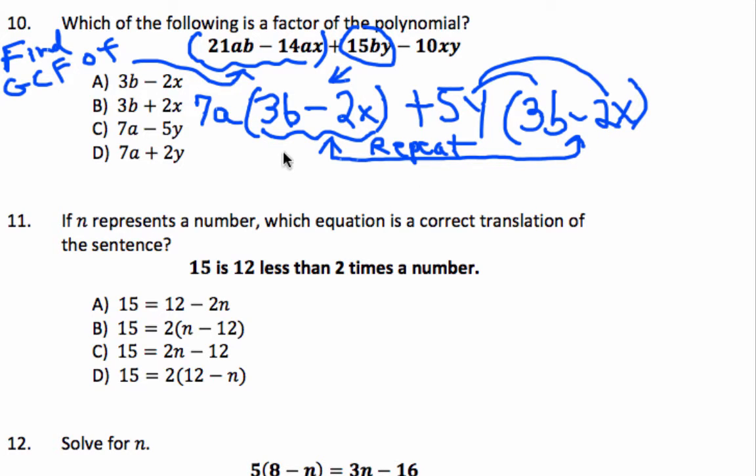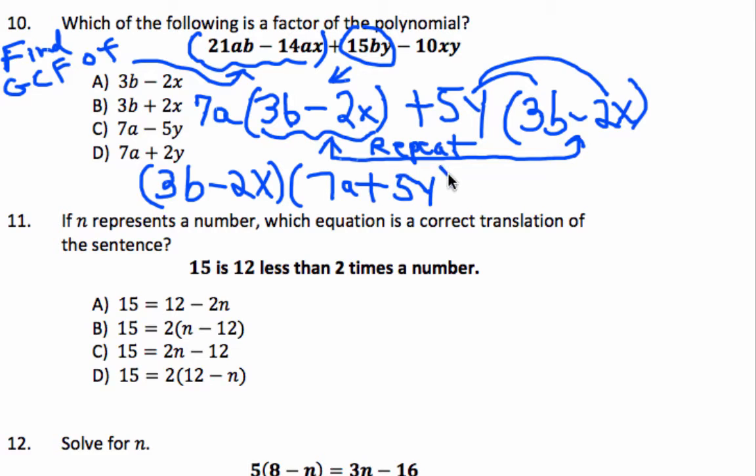Well, now we see you have a common factor. It's a binomial factor, but it is a common factor. So we take it to the front, and what we have left is 7a plus 5y. Now the problem asked us for a factor, not both factors. So when we look at our factors, we see the one that is present in the choices is choice A.